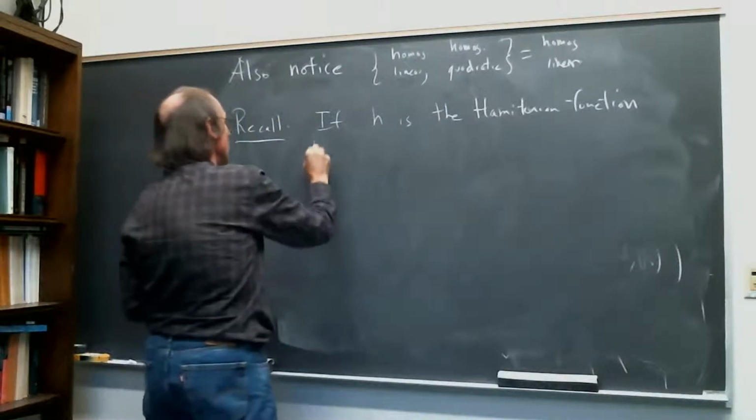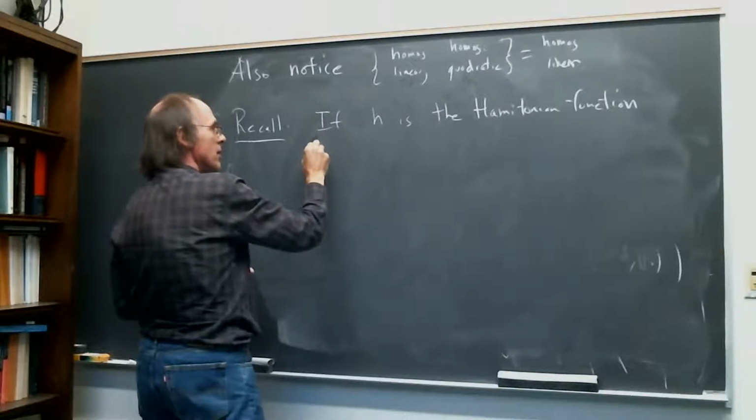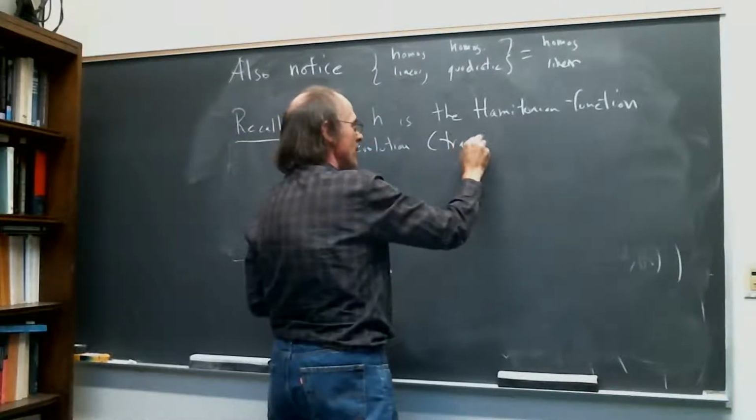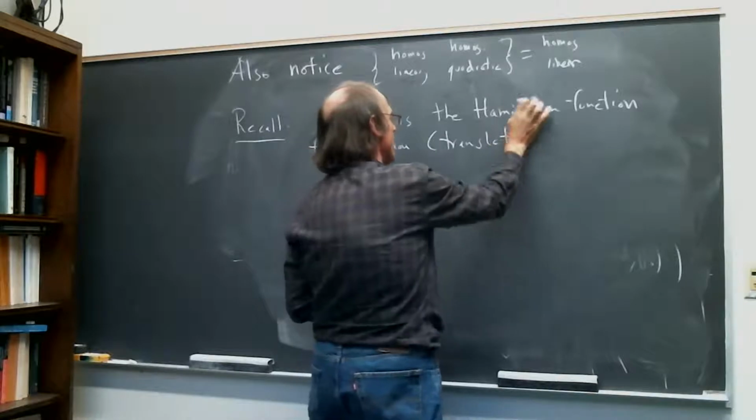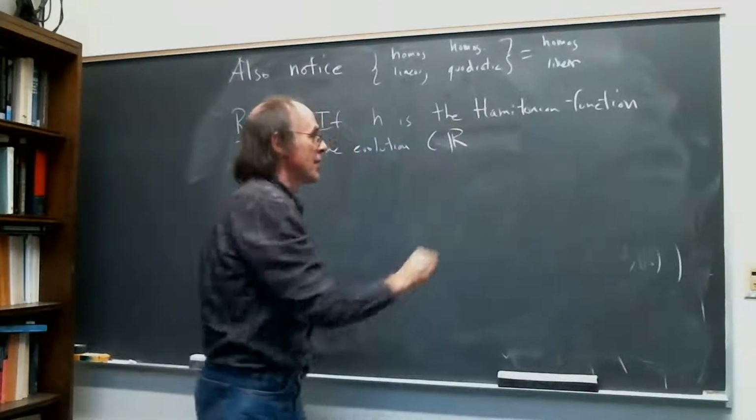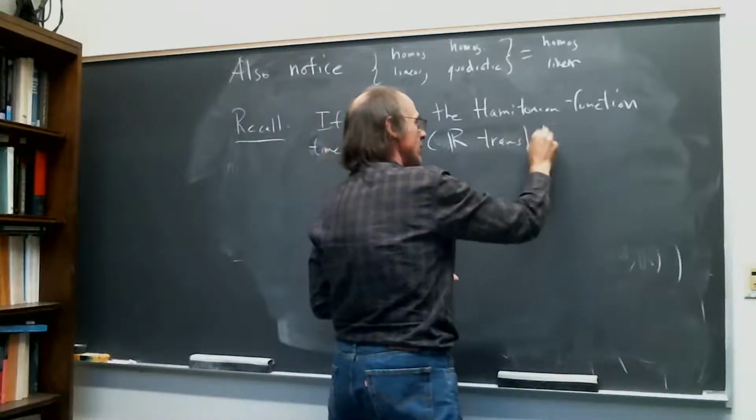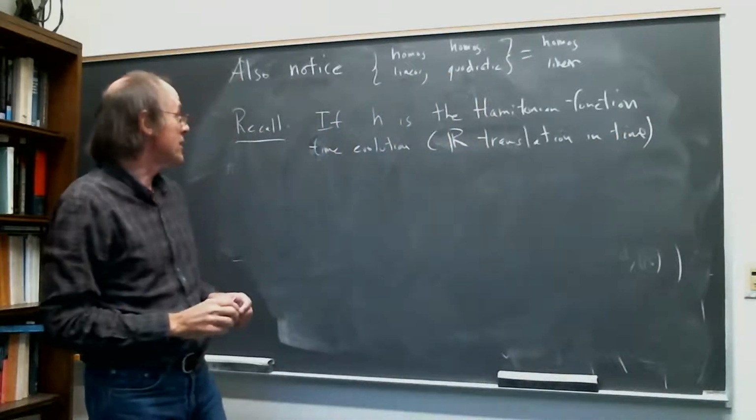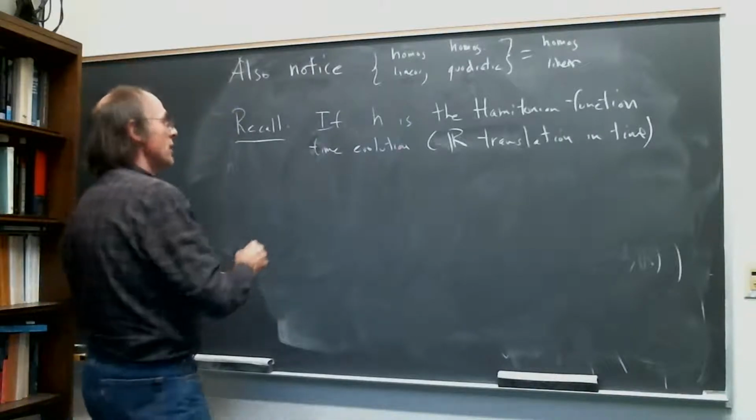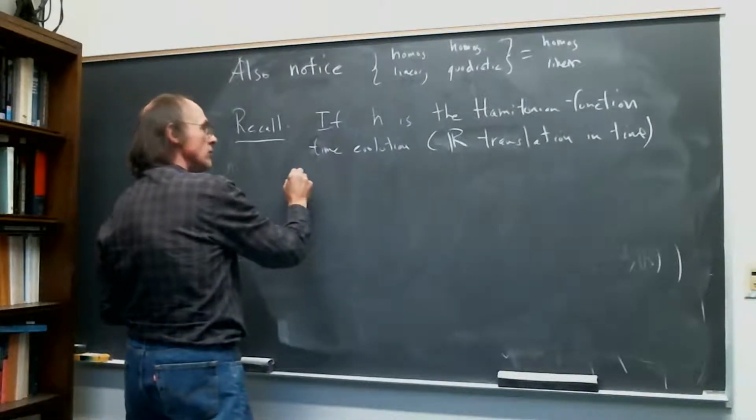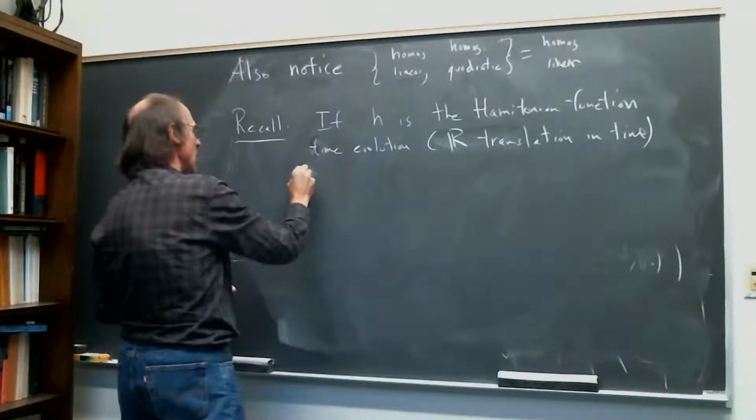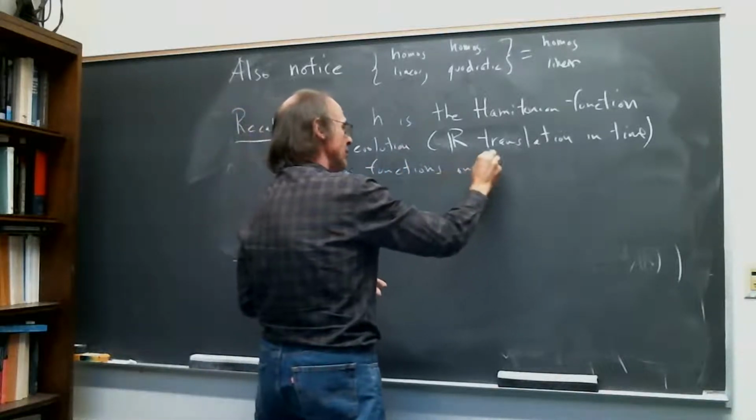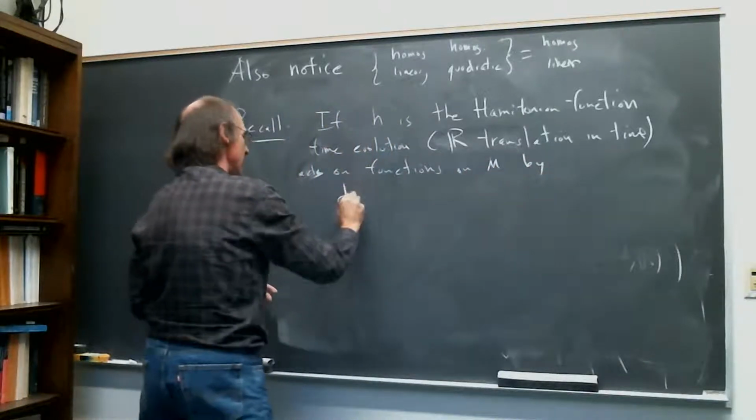then time evolution, which you can think of as translation in time, so there's a real translation group, which you can think of as time translation, is given by an action on functions on M.